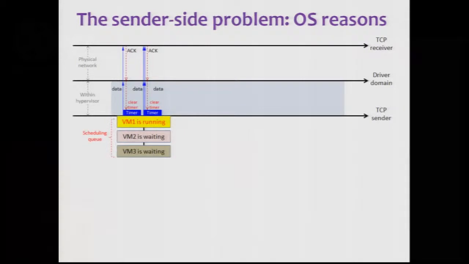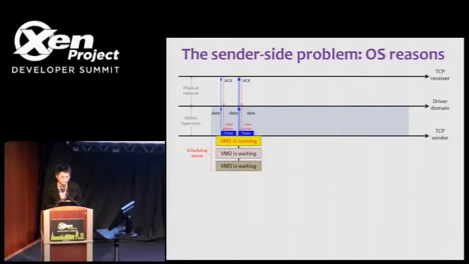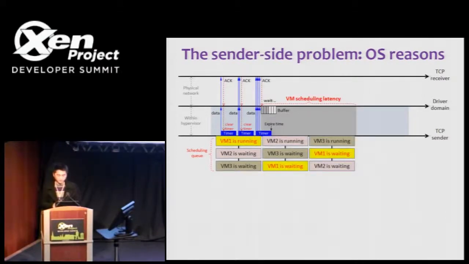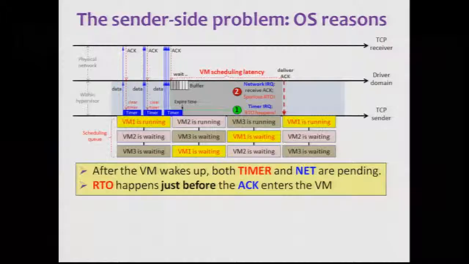And in this slide, I plan to show you a schematic explanation of what happens inside the guest OS when the sender VM suffers a scheduling delay. So when the VM is running, both TCP sender and TCP receiver can progress normally. However, when the TCP sender is preempted, the ACK from the TCP receiver needs to be stored in the buffer of the driver domain, and it cannot be delivered until the TCP sender wakes up.